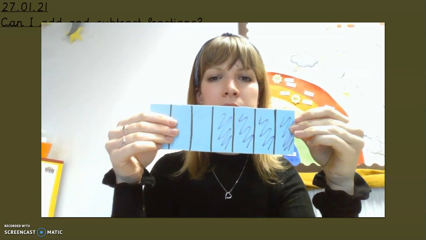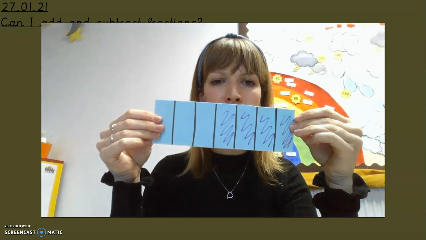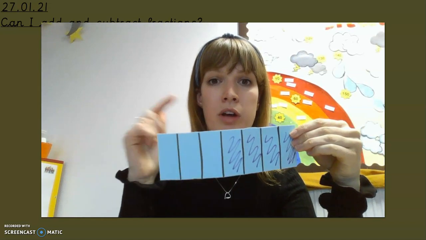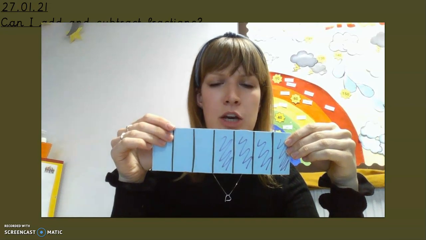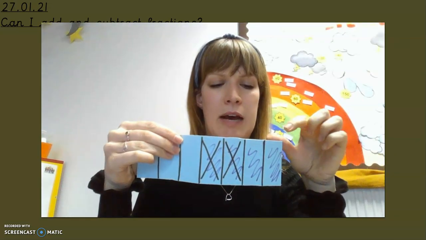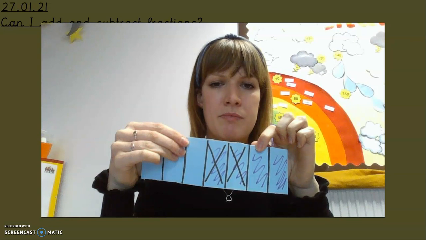Like so. So you can see that 4 of them are purple, just like it was on the screen. Now I want to take away 2 of them. I'm going to put a big cross through 2 of them and see how many I've got left over and shaded. Like so. There we go. And now I've got 2 still shaded in.